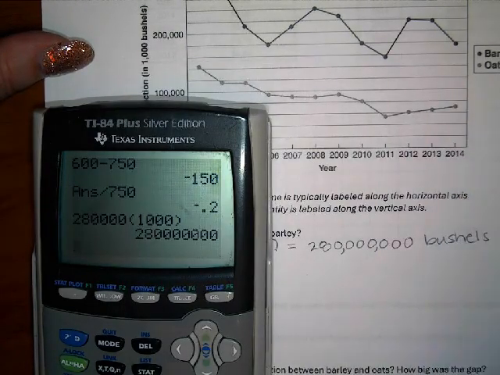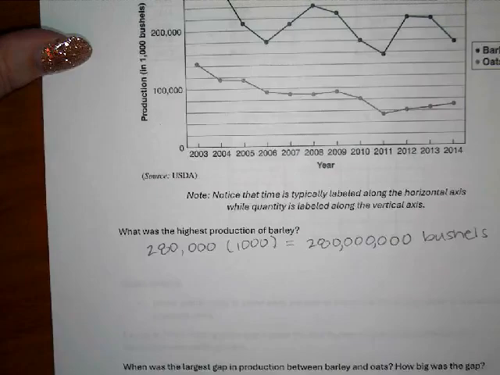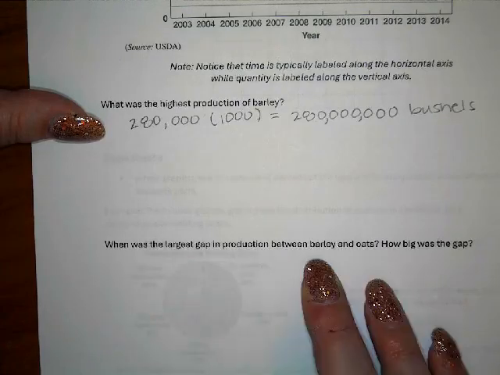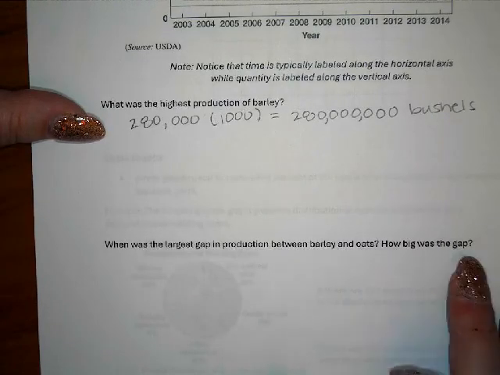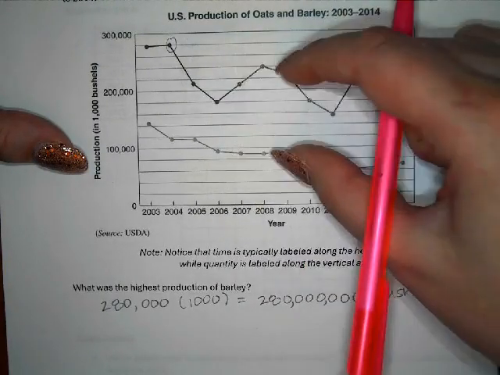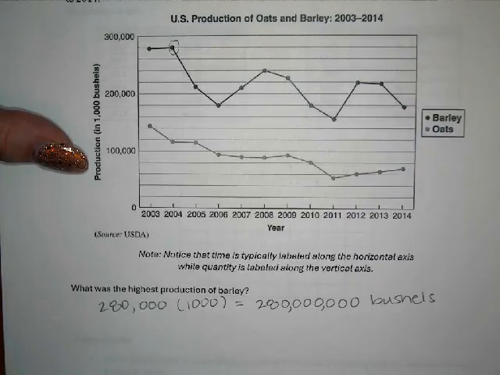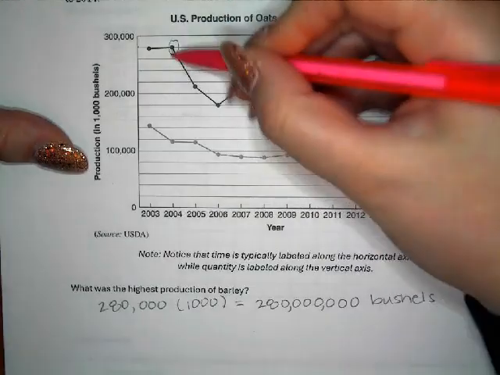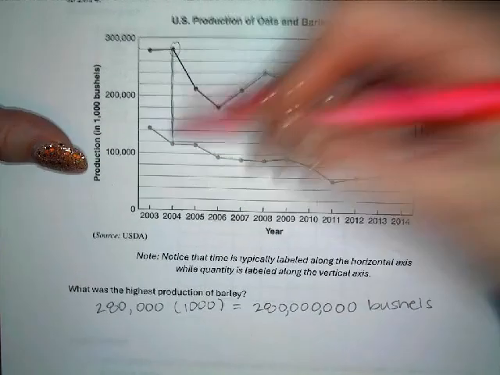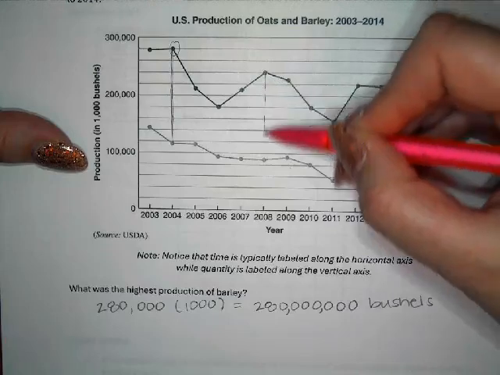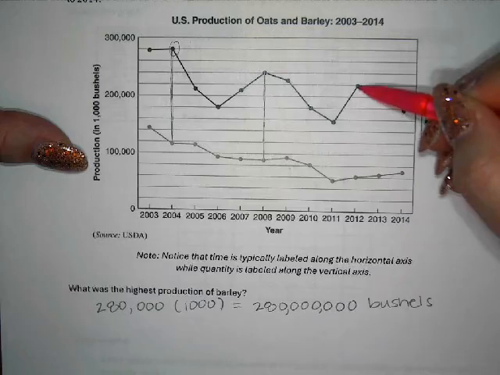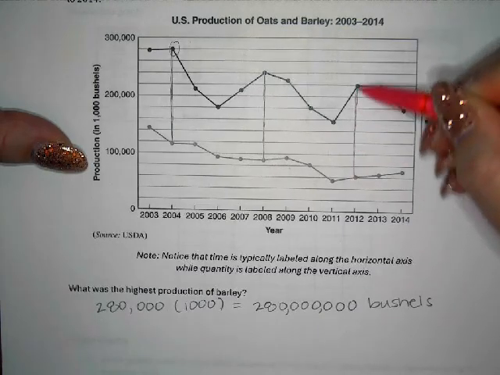When was the largest gap in production between barley and oats, and how big was the gap? Okay, so they're asking how far apart was the biggest gap between the production. And so I'm going to look where I think my biggest gaps are, and then I'm just going to count and see which one is actually the biggest. I think those are my spots. This one might be it.